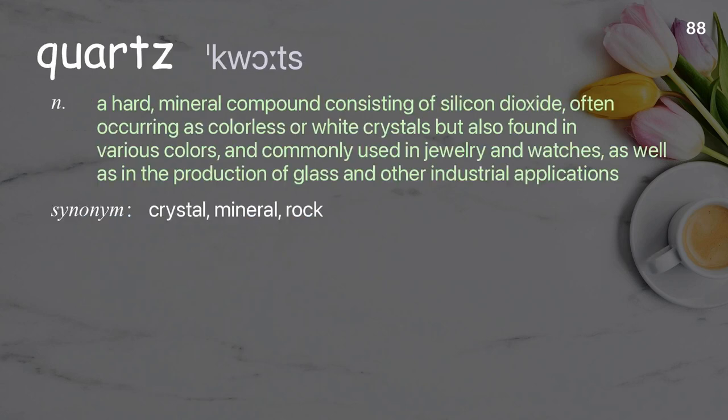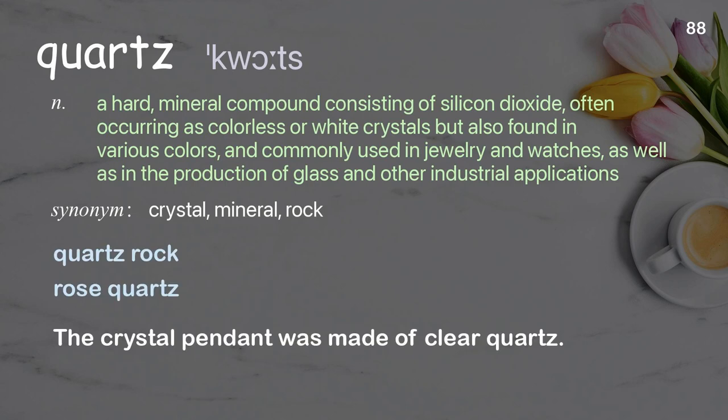Quartz. A hard, mineral compound consisting of silicon dioxide, often occurring as colorless or white crystals, but also found in various colors, and commonly used in jewelry and watches, as well as in the production of glass and other industrial applications. Examples: quartz rock, rose quartz. The crystal pendant was made of clear quartz.